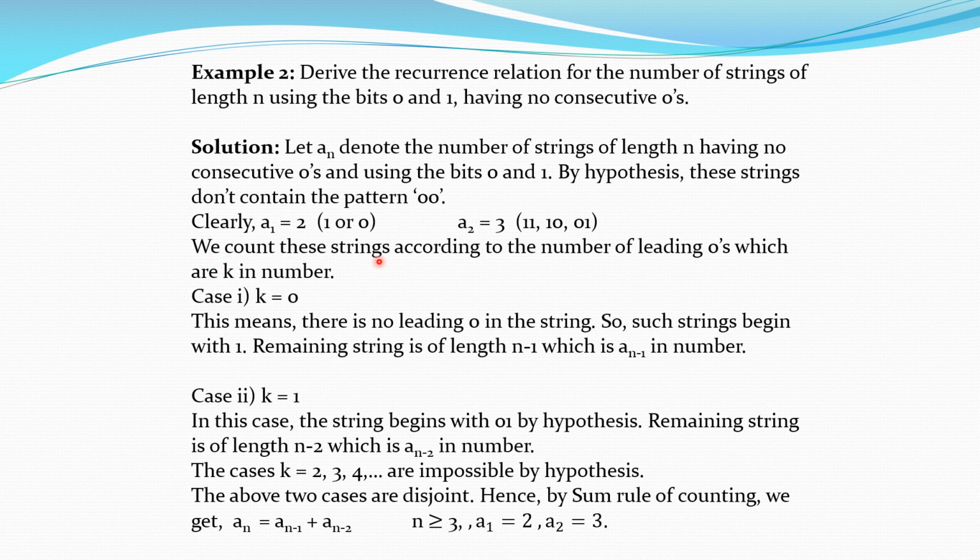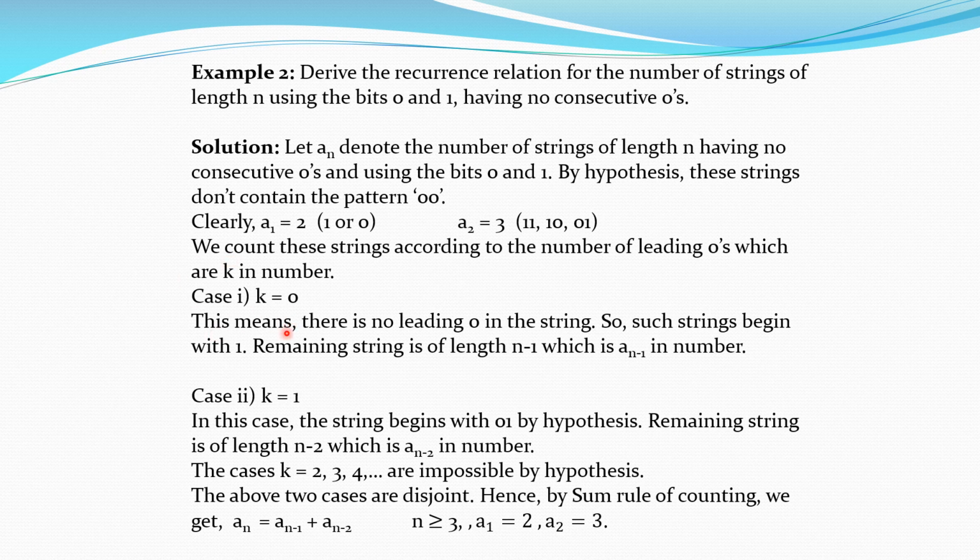We count these strings according to the number of leading zeros, which are k in number. So leading zeros are nothing but the consecutive zeros in the starting. Now case 1, k equal to 0. Now k equal to 0 means there is no leading 0 in the string. It means the string is not starting with 0. So if it is not starting with 0, then the string will start with 1.